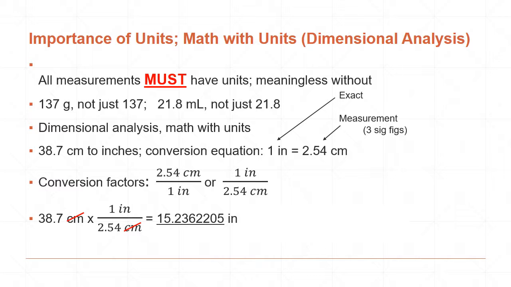And now I have to round the result of that calculation to reflect that my input information is 3 significant figures, and my conversion factor is also 3 significant figures. The last digit I can keep is right here, 3 significant figures. The next one over is smaller than 5, so I'm going to round this to 15.2 inches. The final result, 3 significant figures.